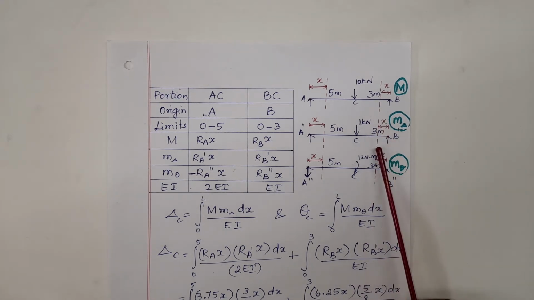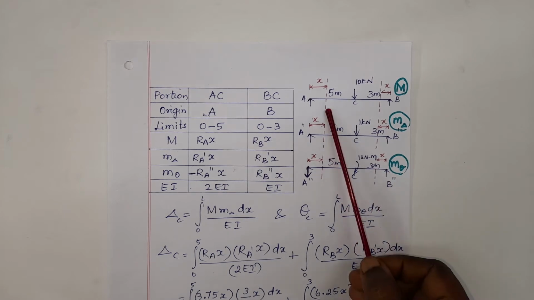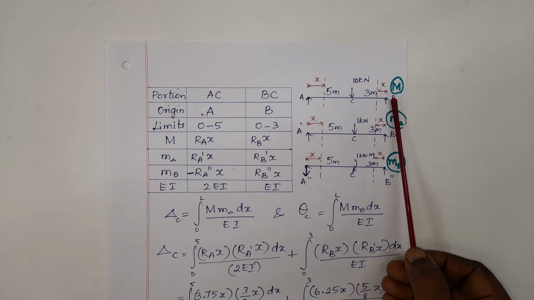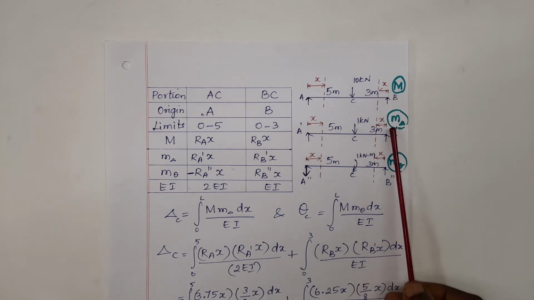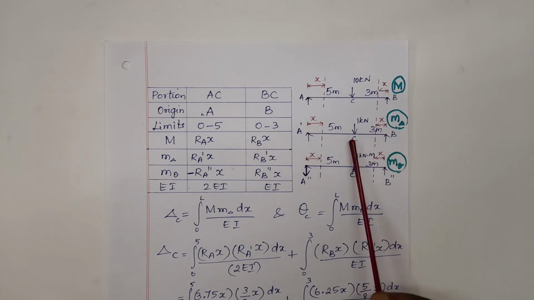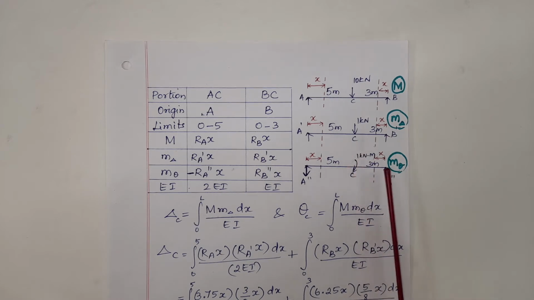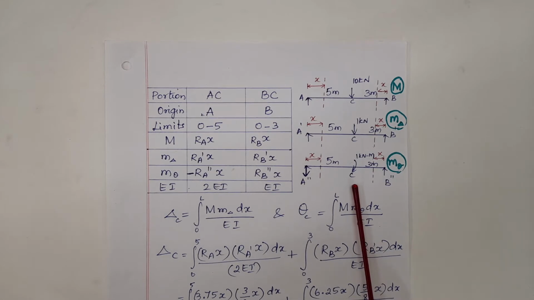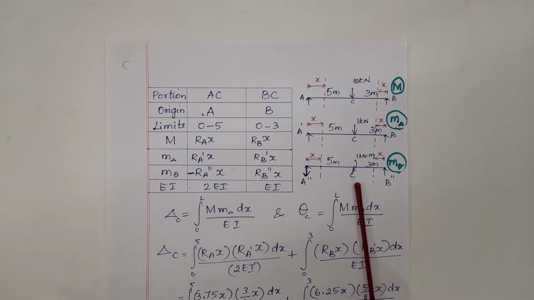Same sections with same origin have to be considered in all these patterns. So I require the capital M expression. I require the M delta expression with a unit load at the point where deflection has to be determined. I need M theta expressions, that is the moment expressions for this beam about this section when a unit moment is given at the point where rotation has to be determined.